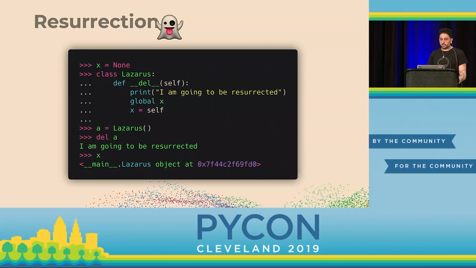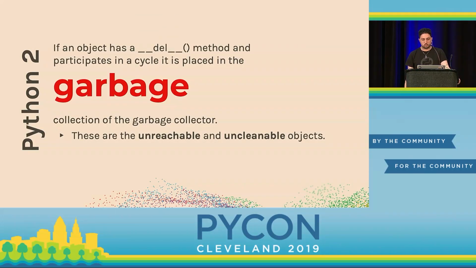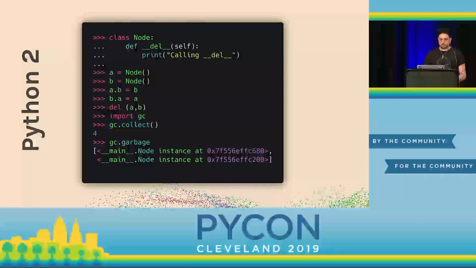It's actually so tricky that Python 2 decided, if there is one of these and it becomes part of a cycle, I'm literally not going to do anything. And indeed, we can check that this is true. So this is Python 2, or more commonly known as legacy Python.